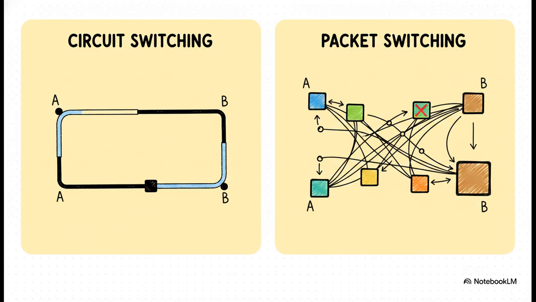But the internet uses packet switching, which is way more efficient and resilient. Each little packet can take the best route available at that exact moment. And if one path gets blocked, the others can just be rerouted on the fly.